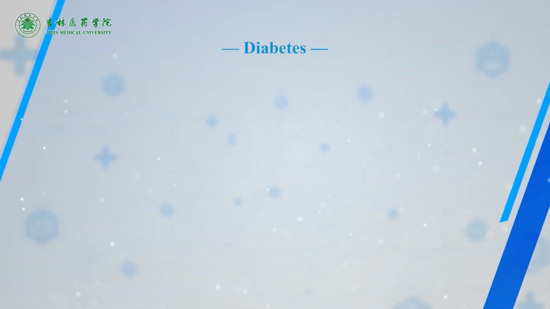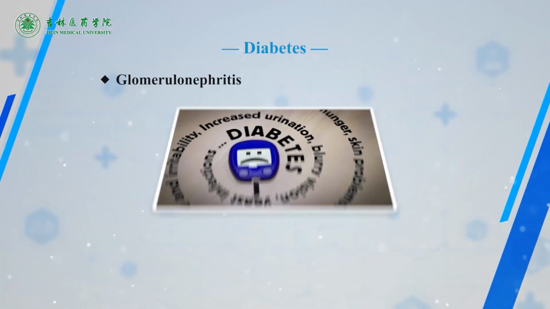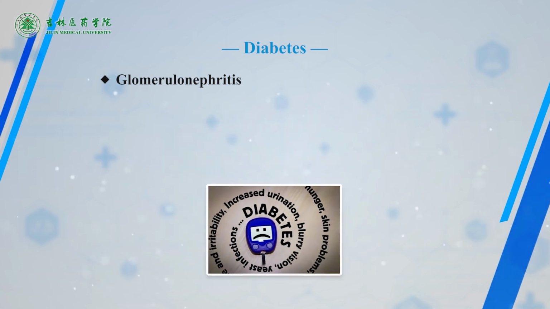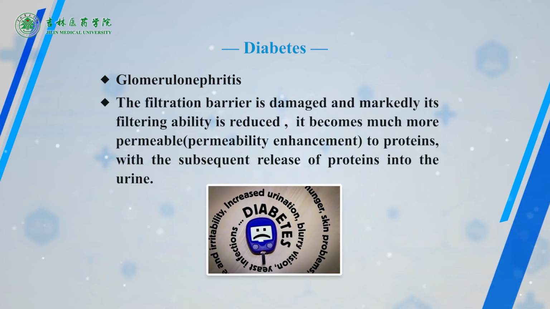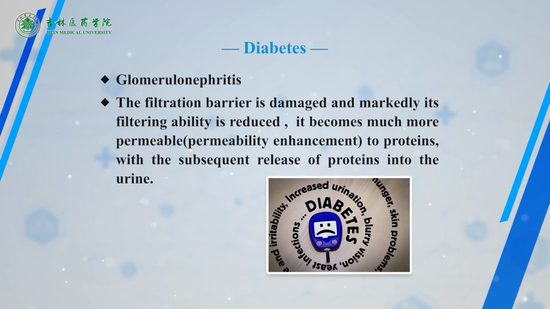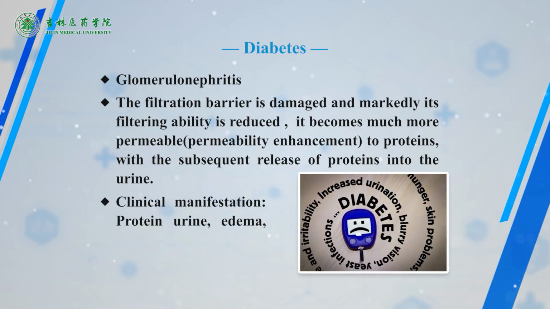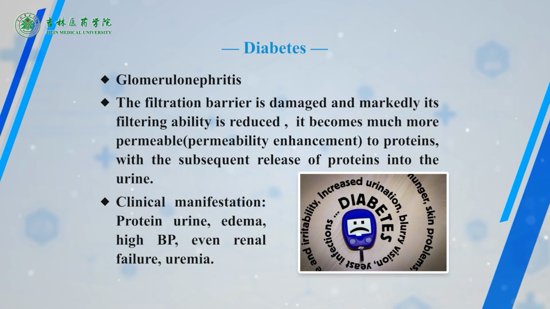In patients with diabetes or glomerulonephritis, the filtration barrier is damaged and its filtering ability is markedly reduced. It becomes much more permeable to proteins, with the subsequent release of proteins into the urine, causing proteinuria, edema, high blood pressure, and even renal failure, uremia.